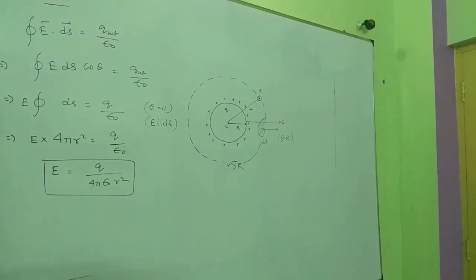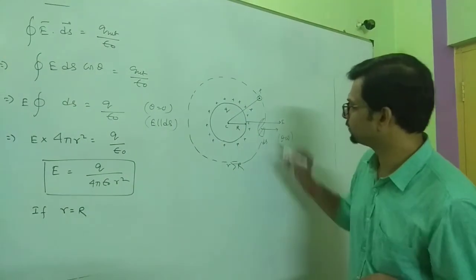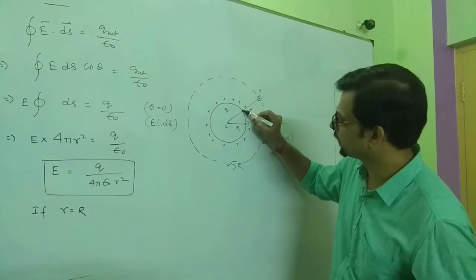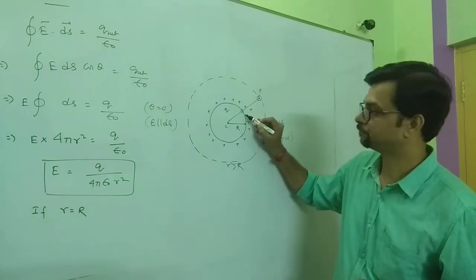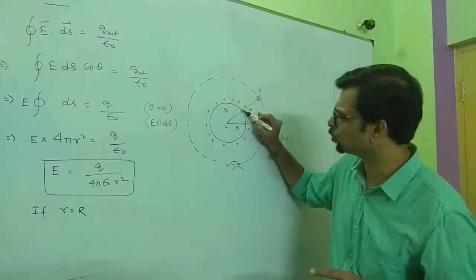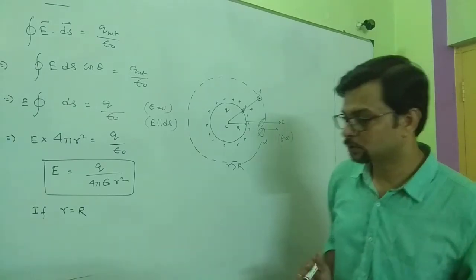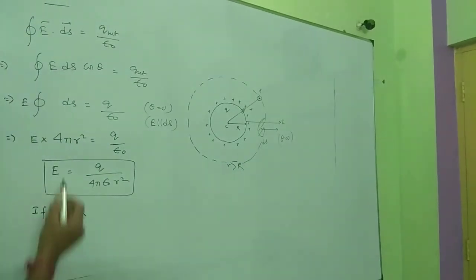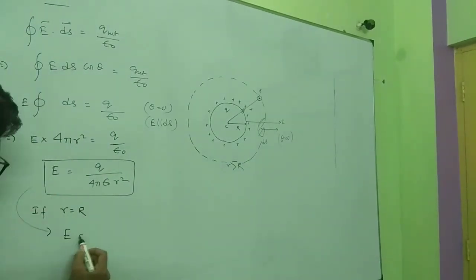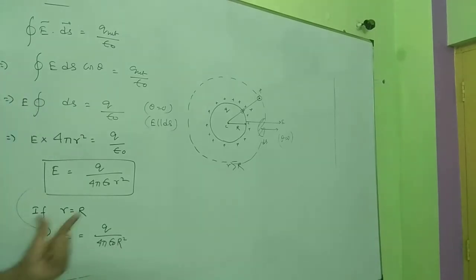Now one thing you can do is a special case, that is if small r is equal to capital R. Small r equal to capital R means the point is not here, but the point comes here on the surface of the charged sphere. This is a special case. If the point is on the surface of the charged sphere or very close to the surface, both. Then, from this equation, E will be equal to Q by 4 pi epsilon naught capital R square, since small r equals capital R.